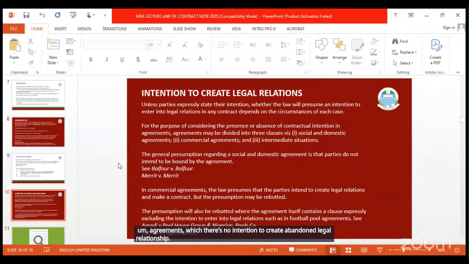But in the commercial setting, commercial is business where people come together to carry on a common business for the purpose of making profit, making money. Commercial setting, like you are doing masters in business administration. Business is all about making money. So in relationship in that business administration, the law presumes that parties intend to create legal relationships.